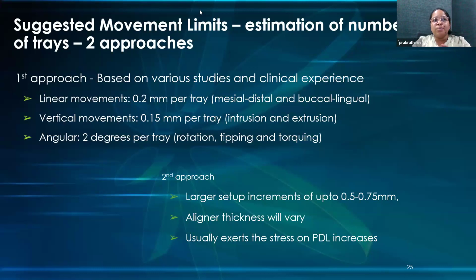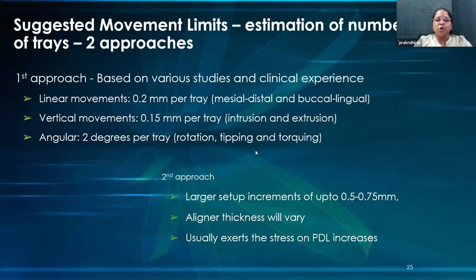So it becomes necessary for you to see the occlusal photos, or to see the case from the occlusal point of view, to see if a particular tooth is rotated, and how many degrees of torquing is there. You will have to see from all aspects before estimating the number of trays.